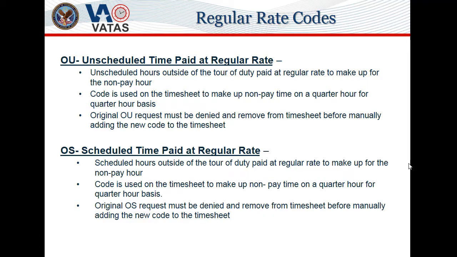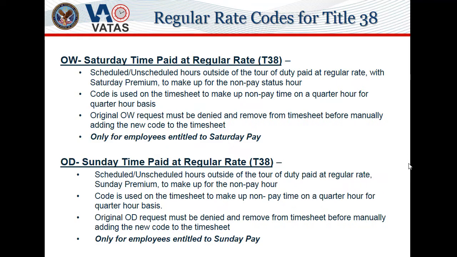The first two regular rate codes are OU, unscheduled time paid at regular rate, and OS, scheduled time paid at regular rate. The next two are specifically used for Title 38 or any employees with the appropriate entitlements. OW, Saturday time paid at regular rate, and OD, Sunday time paid at regular rate.